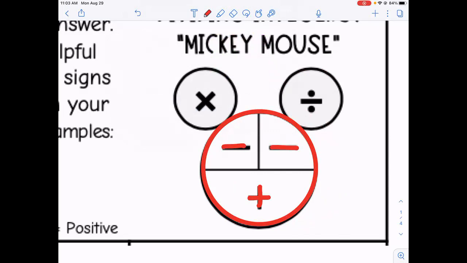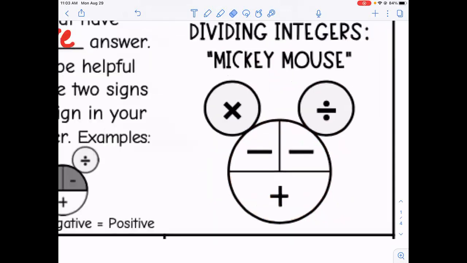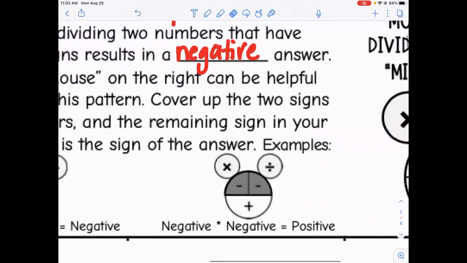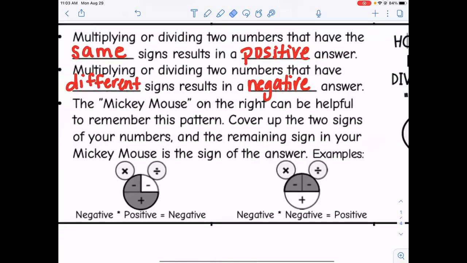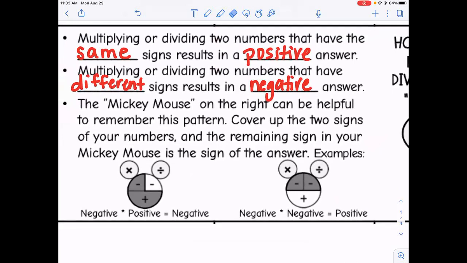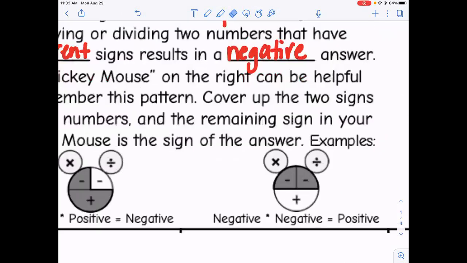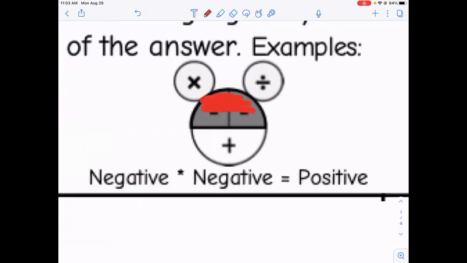Okay. Did you have a question, Braxton? If you're multiplying and one is negative and one is positive, it'll still be negative, right? Correct. And if it's negative and negative, it'll still be negative. No. Positive. See this right here. If they're both negative, we color in the negatives and we're left with positive. Negative times negative, yeah. Yep. Okay.